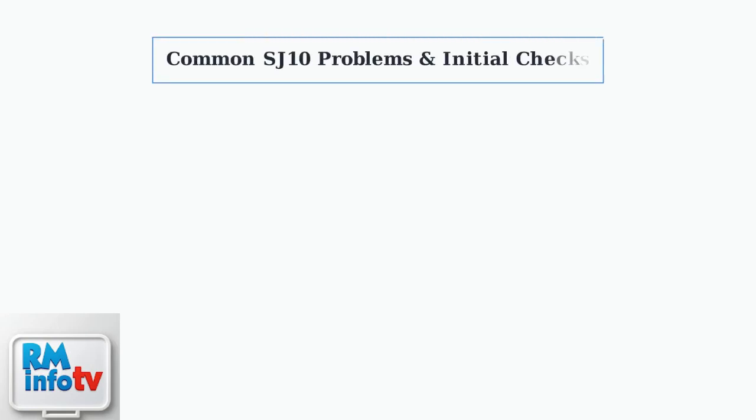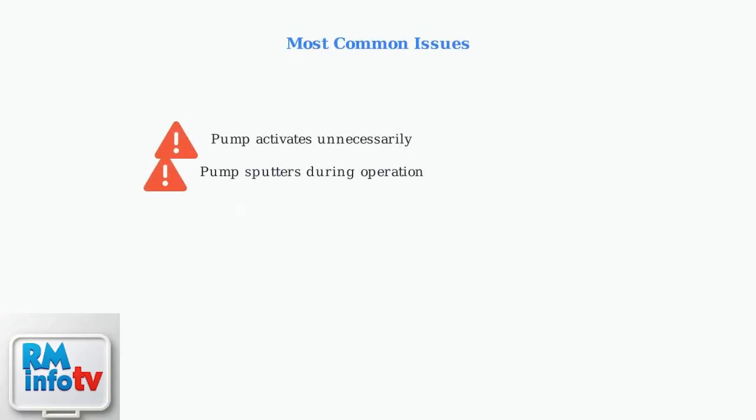The Liberty Pumps SJ10 is a reliable water-powered backup sump pump, but like any mechanical device, issues can arise. Let's examine the most common problems and how to diagnose them. The two most frequent problems users encounter are unnecessary pump activation and sputtering during operation. These issues typically stem from improper setup or water level management.